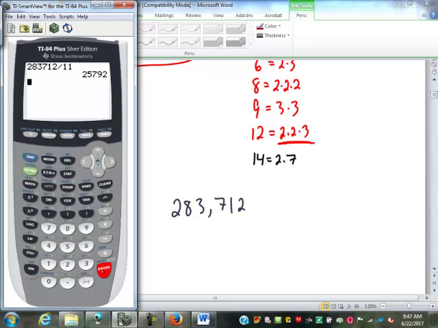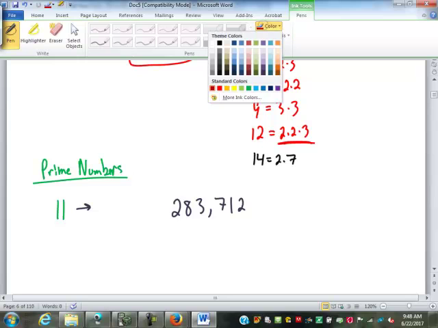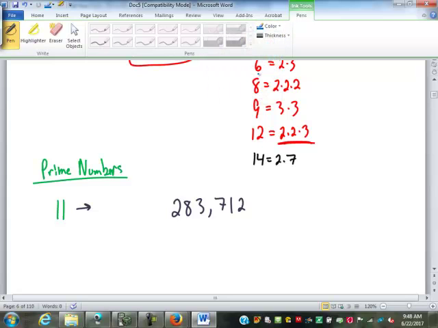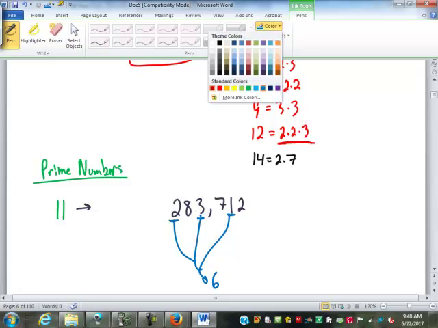No decimal, right? So that does divide by 11. Well, let's look and see what our divisibility rule tells us. The divisibility rule says you start with the first digit and you take every other digit after that, and you add them up. What is 2 plus 3? 5 plus 1 is 6. So I get 6 there.